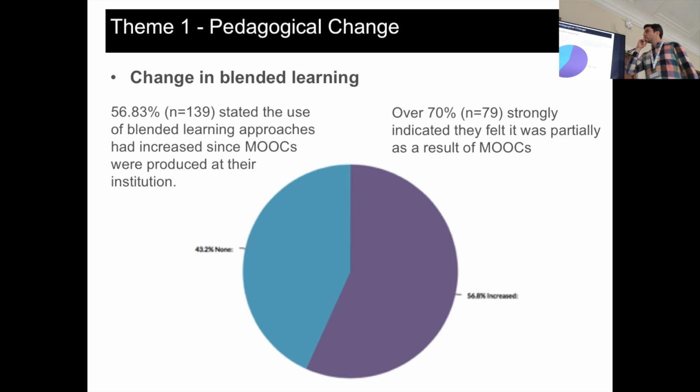Here, quite similar really, people thought that it had increased since MOOCs had been produced, but again, this survey asked the secondary question: do you think it's attributable to MOOCs or is it a separate thing? And 70% did think that it was partially attributable to MOOCs. So again, it's picking up on this theme. It feels like there's something happening, but they can't quantify that it's causally linked. But they're happy to say that it's maybe driving it a bit.